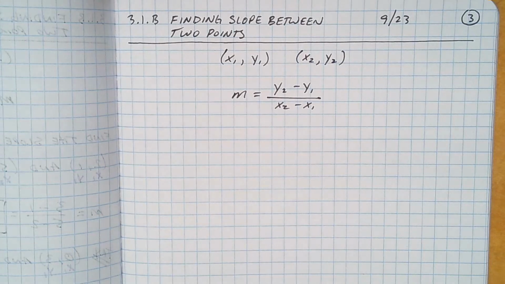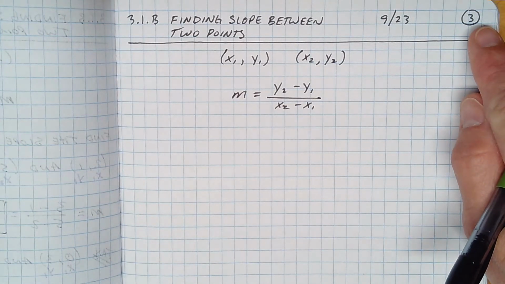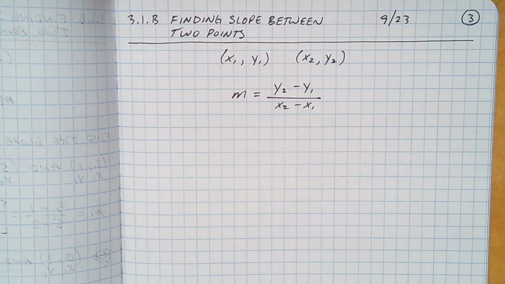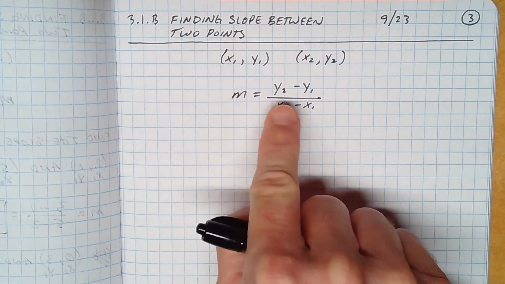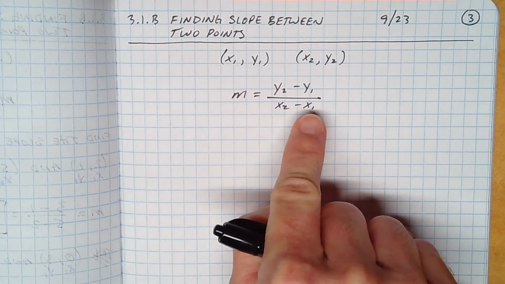Hi everyone, today we're going to take notes on 3.1.b, finding slope between 2 points. And this is page 3 on our notes. One of the most important ideas of this section is to use the slope formula. And we're going to use that when we are given 2 points, and we'll just call them in general x1, y1, x2, y2. And we use the formula m equals y2 minus y1 over x2 minus x1.